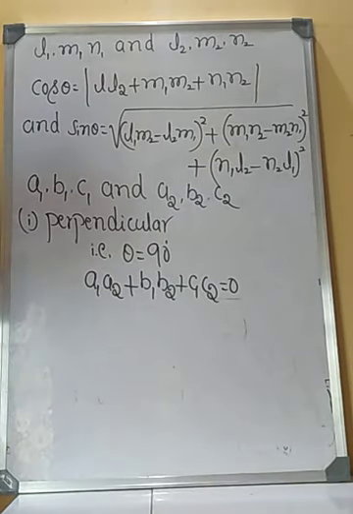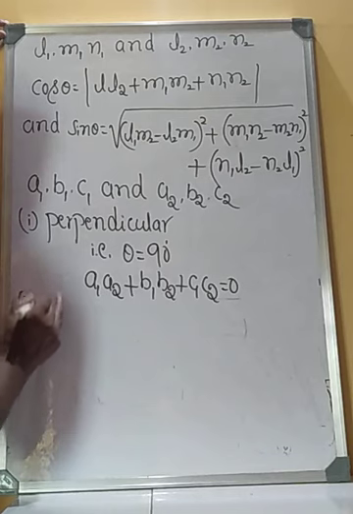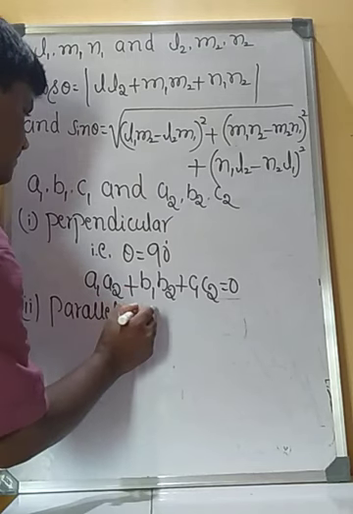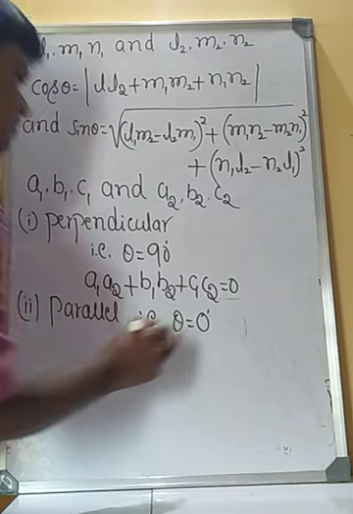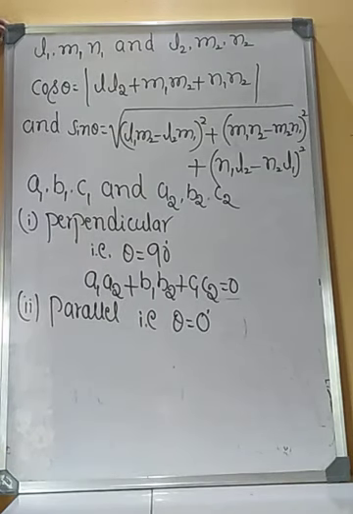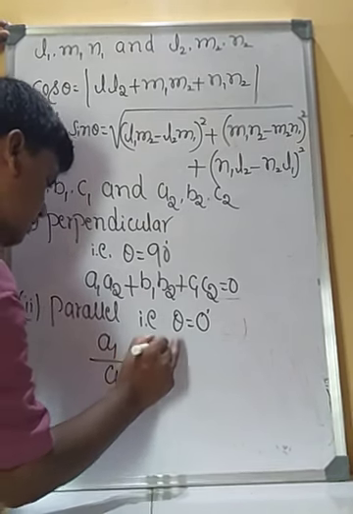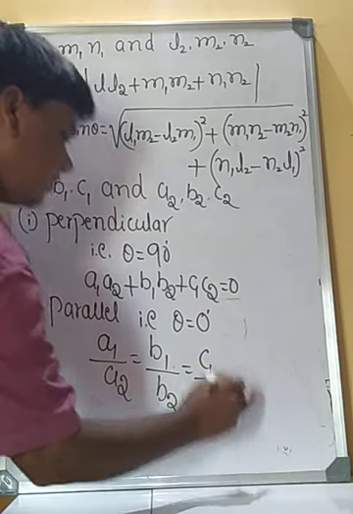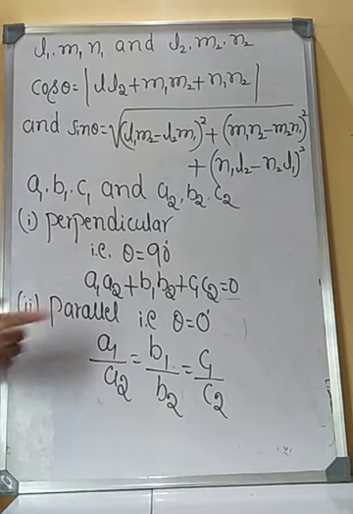Then the second one, parallel. Theta equals 0 degrees, so by equation 2 it becomes A1 by A2 equals B1 by B2 equals C1 by C2, which means the direction ratios are proportional.